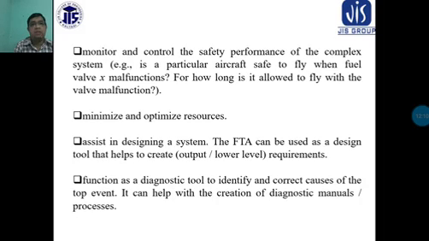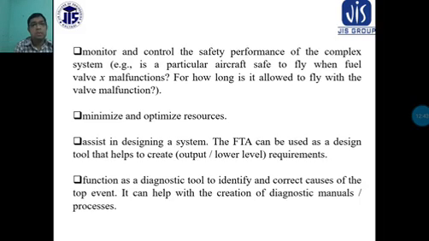And a similar type of fault will be considered according to the aircraft conditions, or the monitoring and control. Another thing: for how long is it allowed to fly with the valve malfunctioning? Because this is considered while flying in the air, it will be recorded how many times it is allowed to fly with the valve malfunctions.